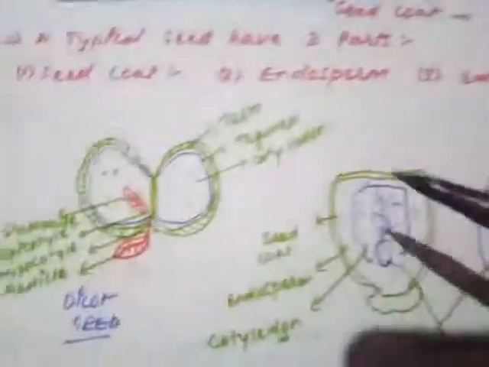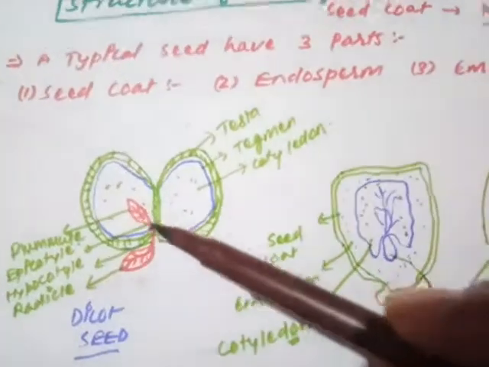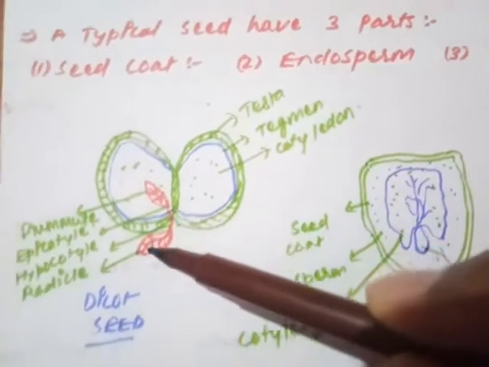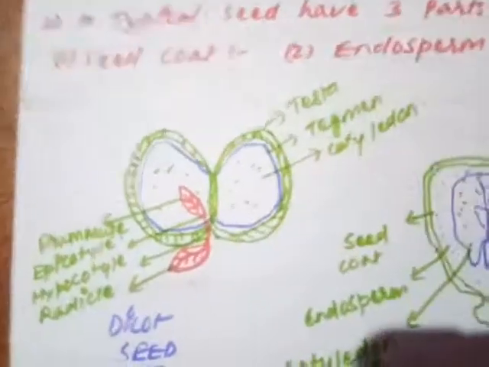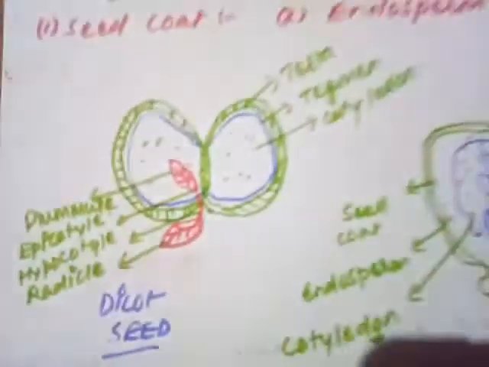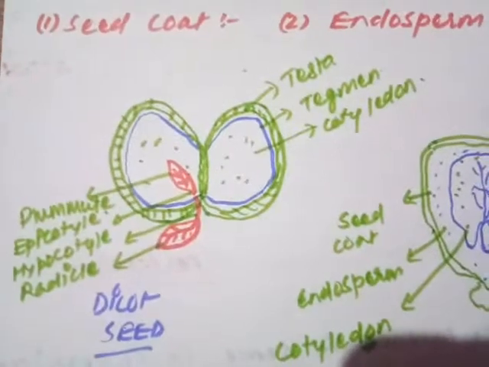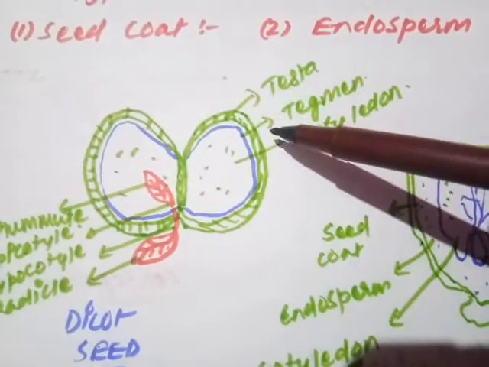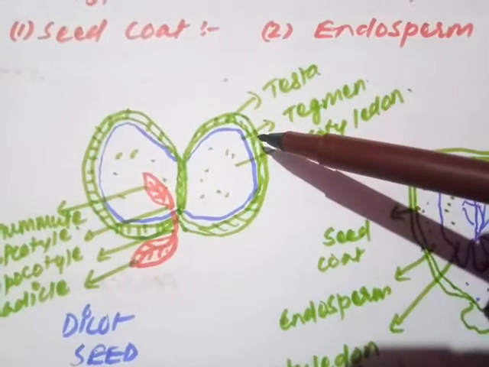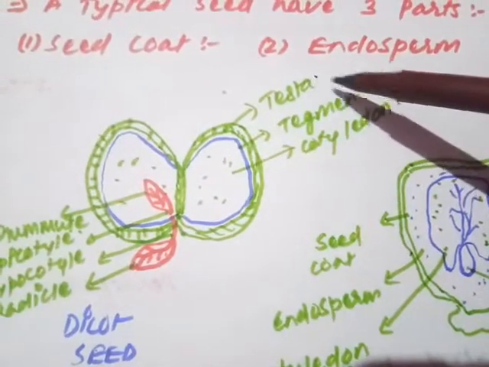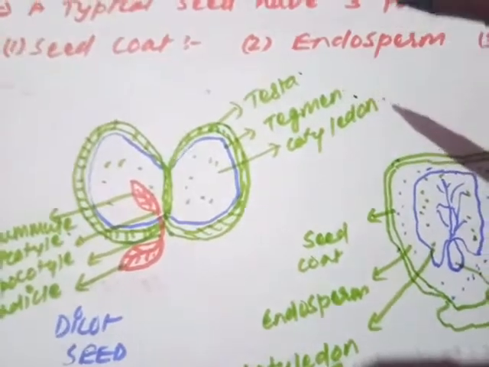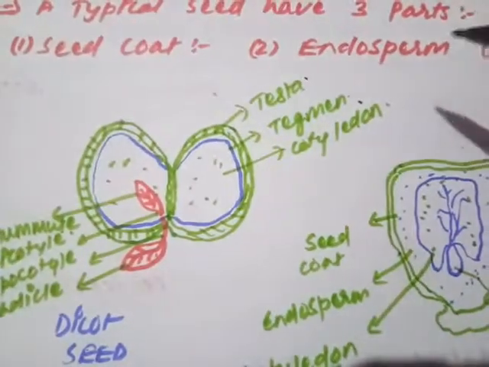Now we are just going to see the diagram of a seed structure. These diagrams are very important. I am just going to show the diagram of a dicot seed. Here in the case of a dicot seed, the outermost layer is called the testa. The inner layer is called the tegmen. So testa and tegmen both combine to form what? Seed coat. You know very well. So testa and tegmen combine to form the seed coat.